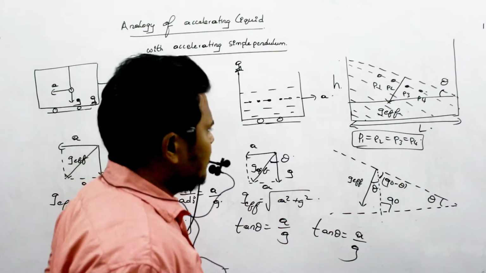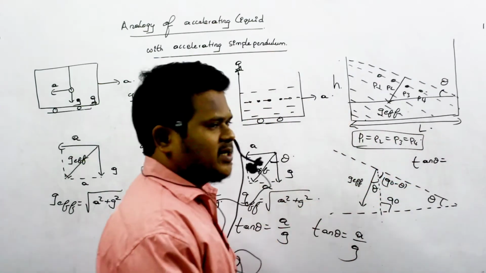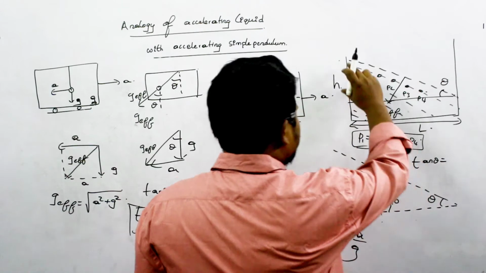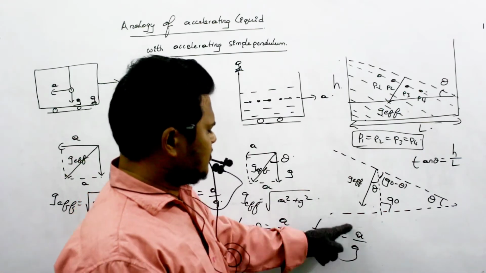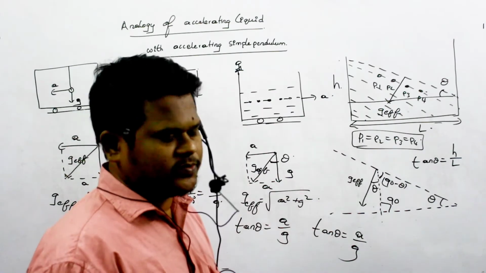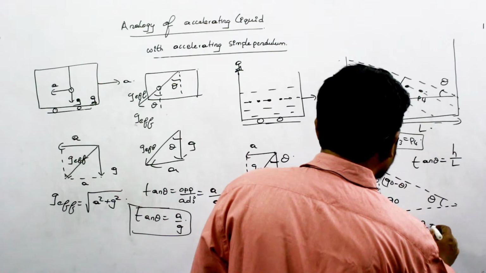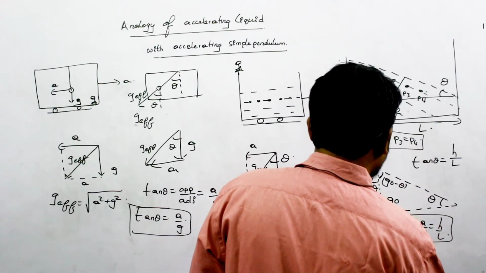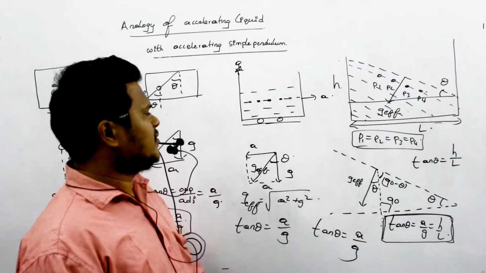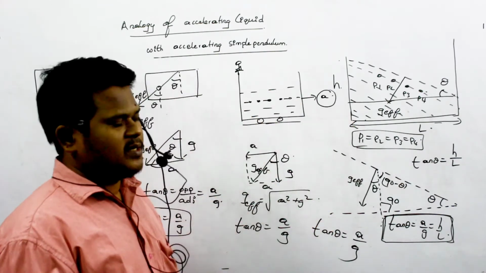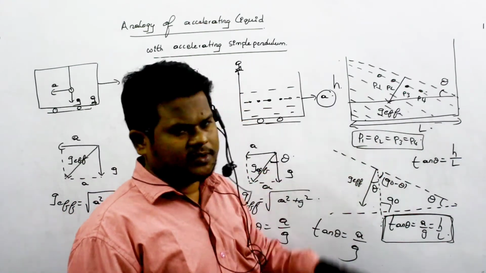Now again here, if I calculate tan theta, then let us see what I will get. Tan theta is equal to opposite by adjacent. So here the opposite side is H, and the adjacent side is nothing but L. So tan theta is equal to a by g, and tan theta is equal to H by L also. Therefore I can write tan theta is equal to a by g is equal to H by L. This is a very important condition to calculate the angle taken by the liquid if the liquid is accelerated with an acceleration of a. So if liquid accelerates with an acceleration of a, then the liquid surface takes an angle of theta with respect to the horizontal.